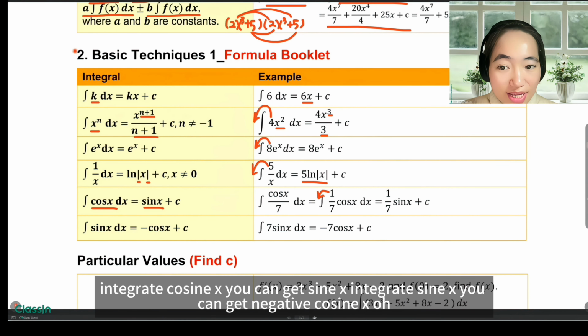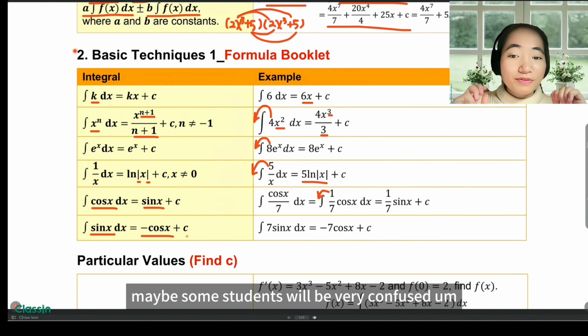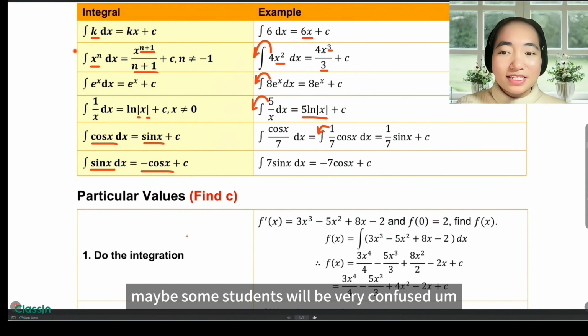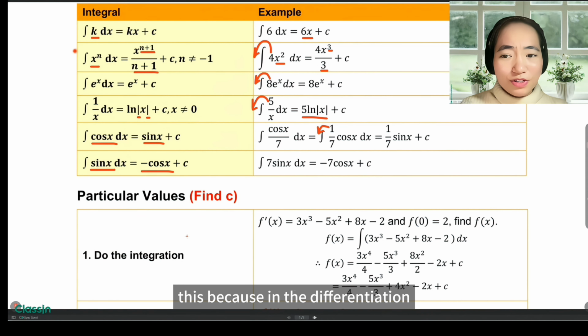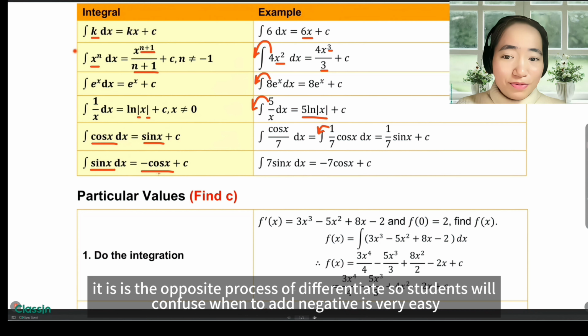Next, integrate cosine x, you can get sine x. Integrate sine x, you can get negative cosine x. Oh, maybe some students will be very confused. This is because integration is the opposite process of differentiation.